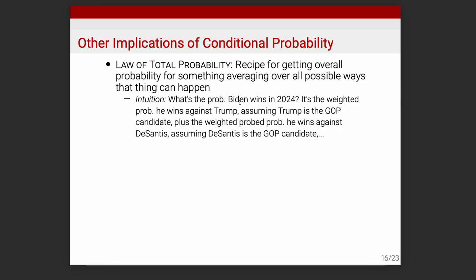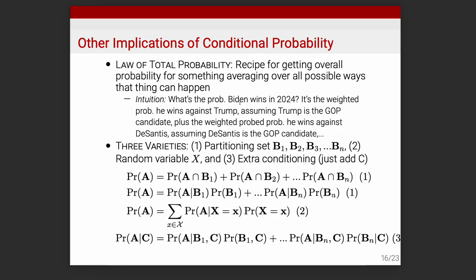And then you do the same thing with DeSantis, and you do the same thing with all the other candidates. You would say the probability that Biden wins against DeSantis, I think it's a bit higher, probably 0.7. And then you'd reweight by the probability that Biden competes against DeSantis. So you just reweight things in that way. These are just different formulations of that same idea.